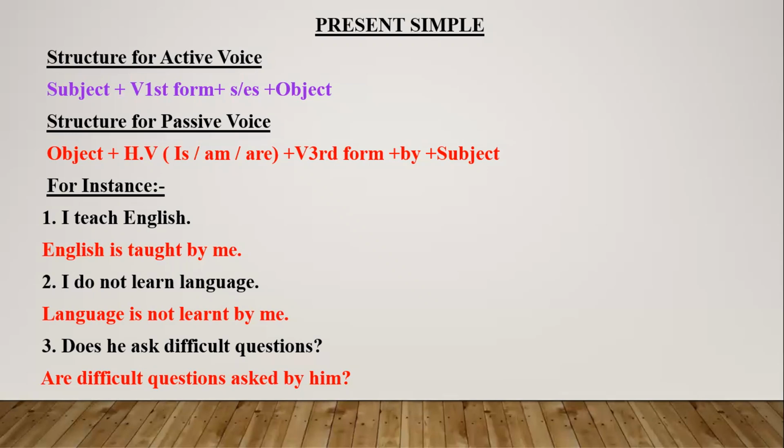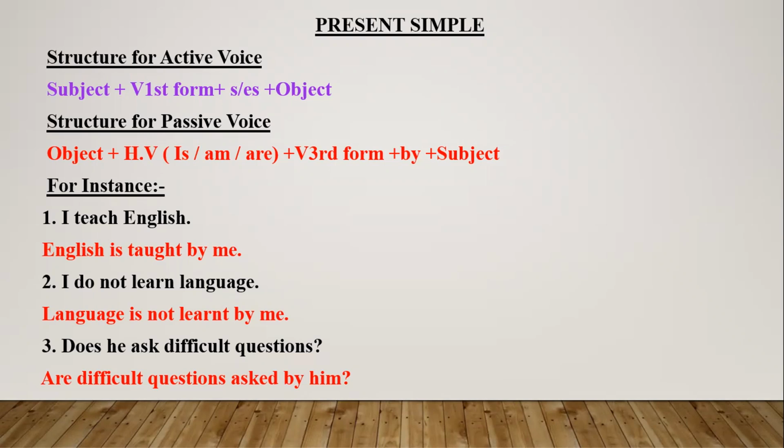We replace object in place of subject, and we need helping verb of present continuous tense, that is am, is, and are. Whenever you are going to make present simple tense passive voice, we use present continuous helping verb, that is am, is, are, and we use third form of the verb. We have to use third form of the verb in passive, and we use the preposition by, and we place subject after by. Okay, so first of all, we have example number one.